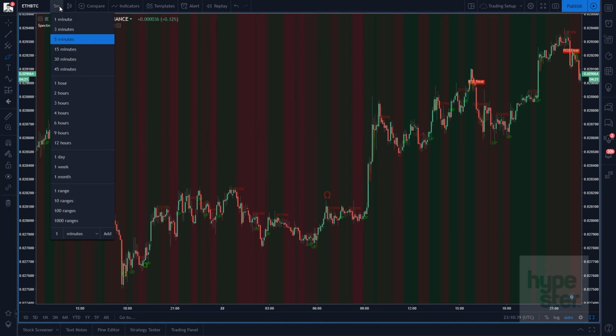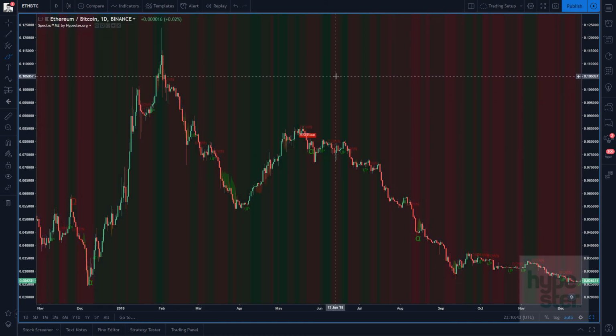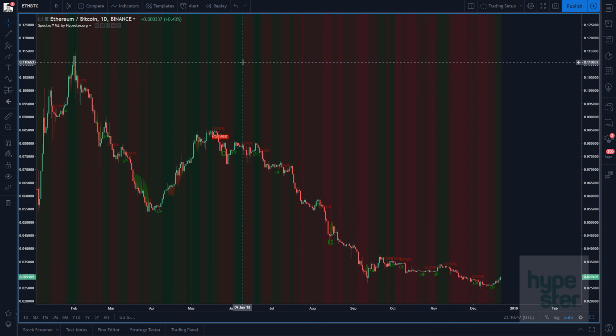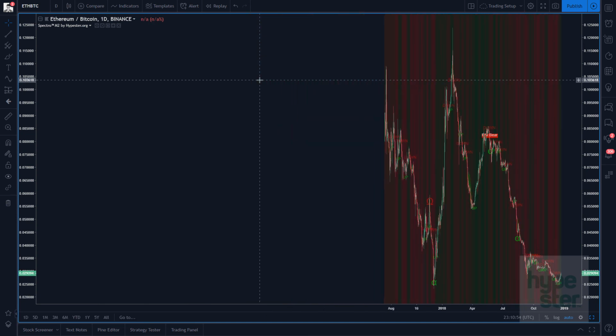Of course, this is 5 minutes. I like to use the cumulative version for longer trends. You see, for longer trends, it gives you a lot more insight. It makes a lot more sense when you're looking this way.